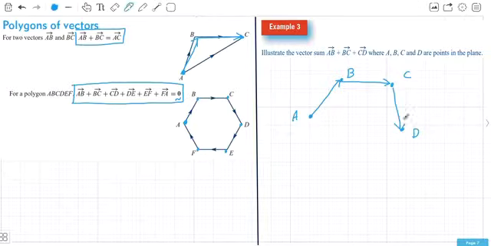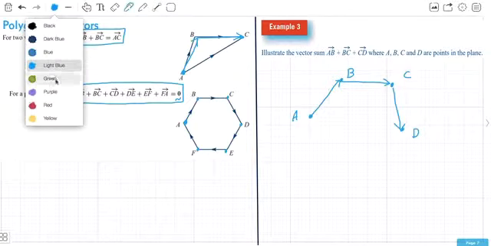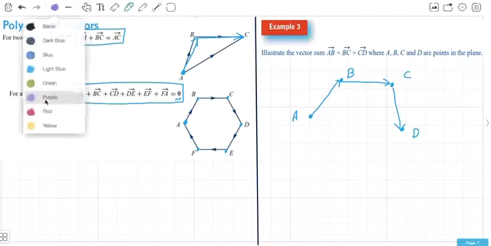Now, of course, you could put these anywhere. You could put them crossing over. But the thing to do with something like this is just make it simple. Put them spaced out a little bit so that you can see that clearly. And it says illustrate the vector sum of AB plus BC plus CD. So I'll do that in a different colour, do it in red.